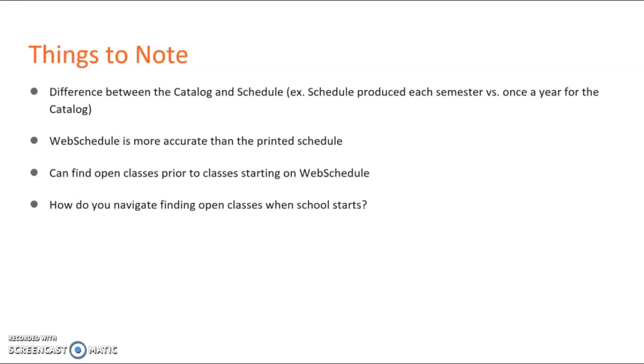And then lastly, we're going to also talk about navigating open classes once school starts, because that can be really challenging. So you may have planned for things and maybe a class gets canceled, or your work schedule changes, or you have obligations at home or with your family and you have to adjust or change class times, and you're scrambling to find a class. How do you do that? We'll go over that in the next video as we go through web schedule. Okay, so that's just a little primer on the schedule of classes, and we'll go more into detail on web schedule.